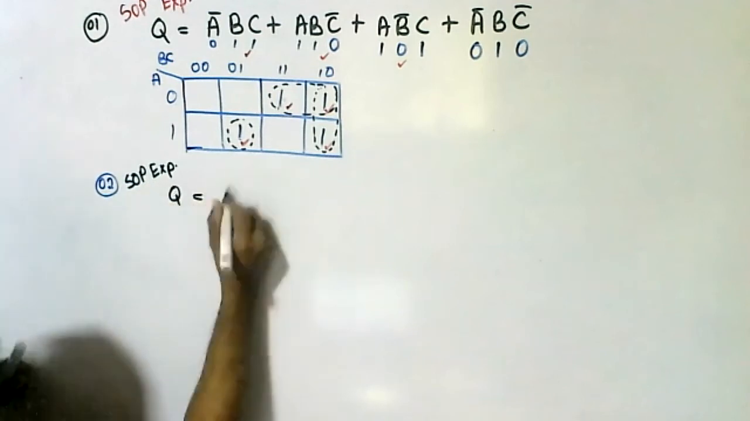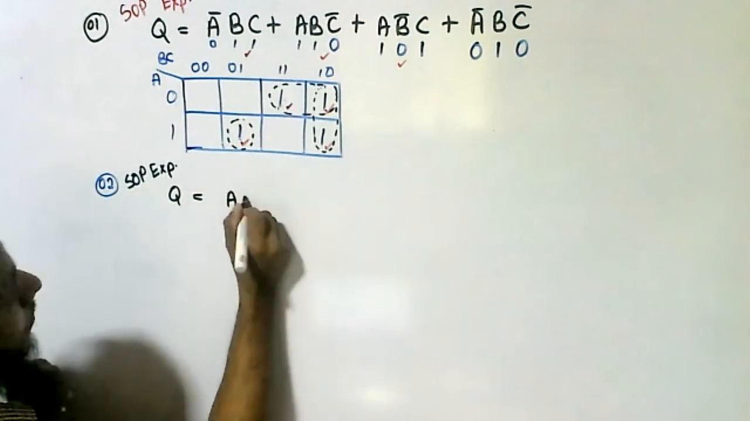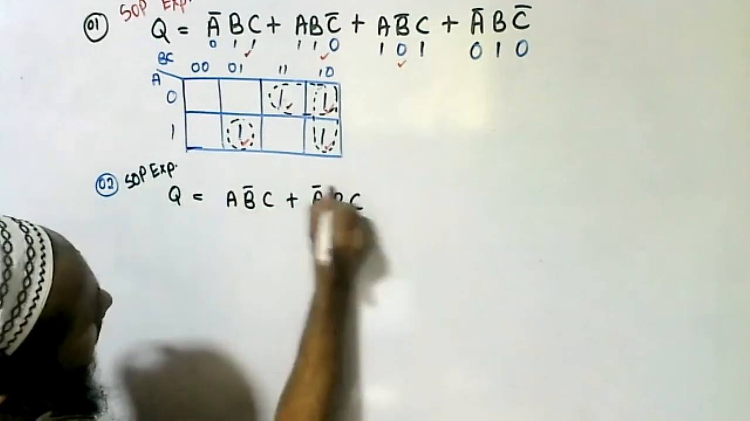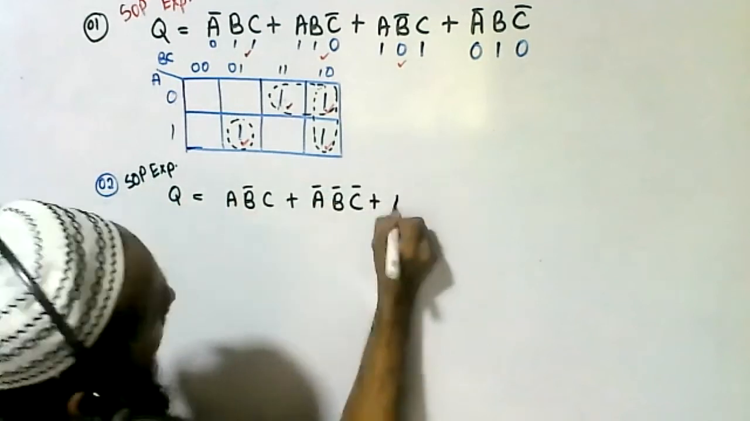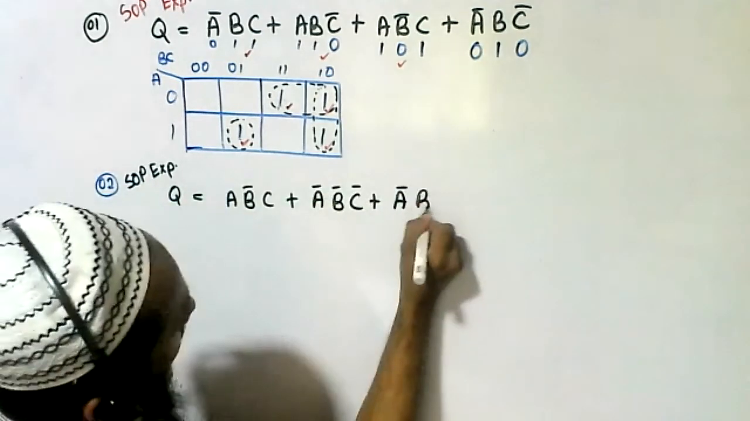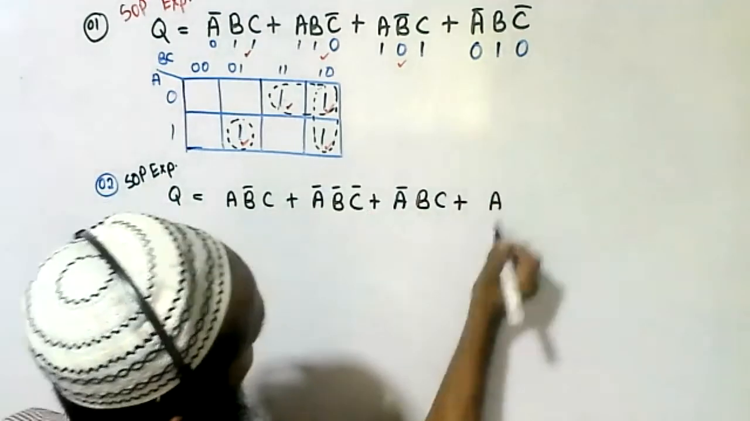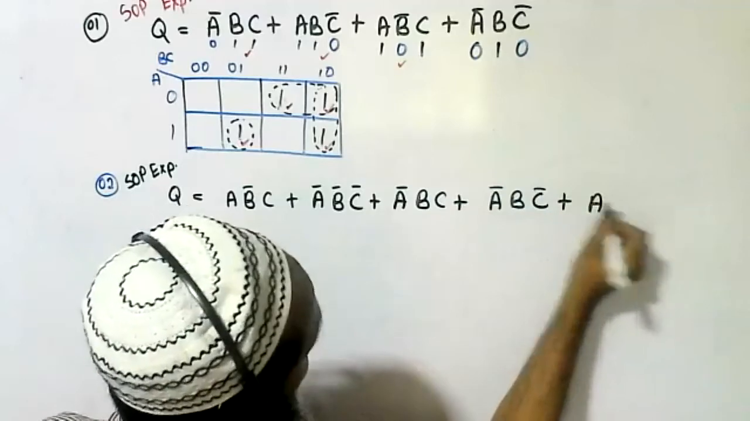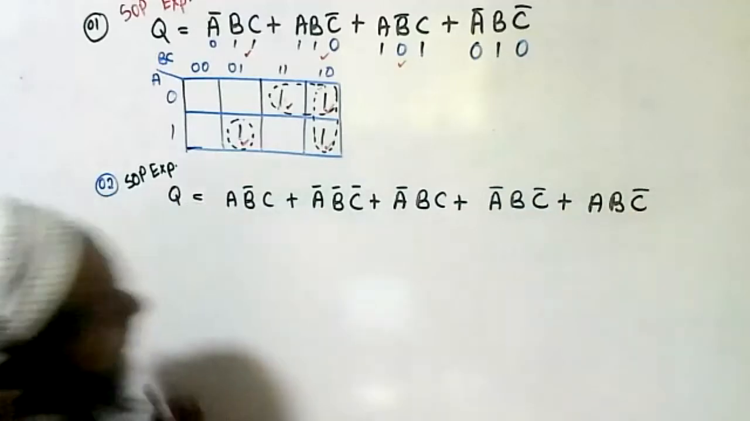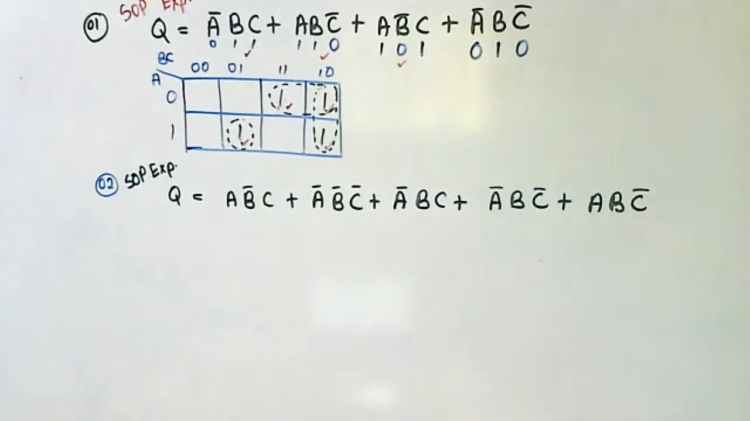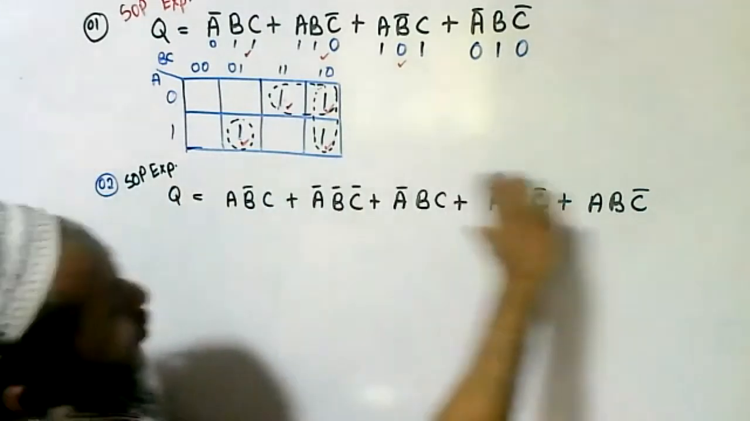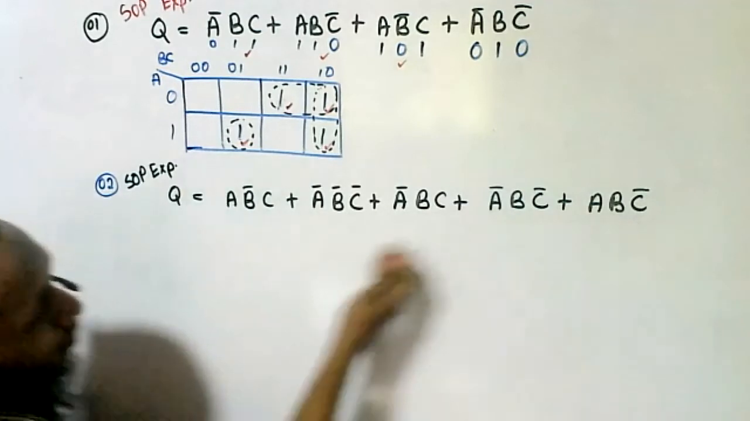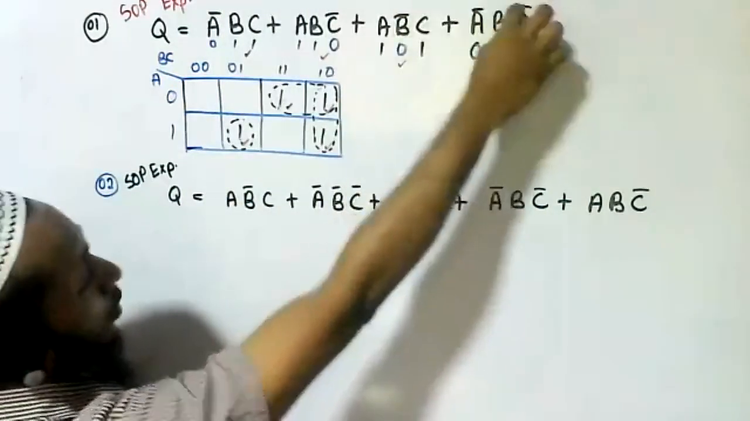Q equals A B bar C plus A bar B bar C bar plus A bar BC plus A bar BC bar plus ABC bar. Right. This is the given SOP expression. According to this, 1, 2, 3, 4, 5 min terms are there. So we have to mention 5 ones here.